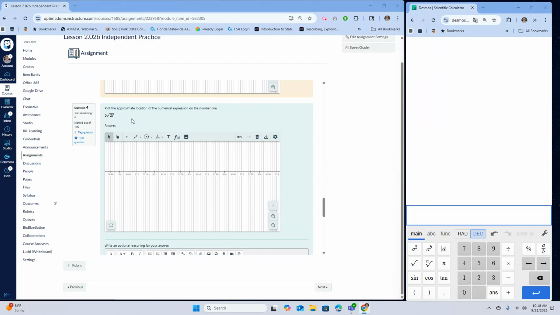Here's question 4, and again, we are plotting. Plot, the word plot means put a point on the number line. That's what we're doing here. And we're putting points on for irrational numbers. Like, for example, 5 square root of 27. Now, I'm not going to do the same one. I'm going to leave that for you. Here's the one that I'm going to try. 4 square root of 26 is very similar.